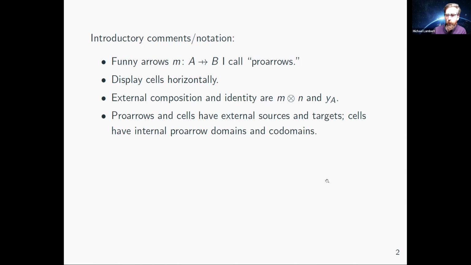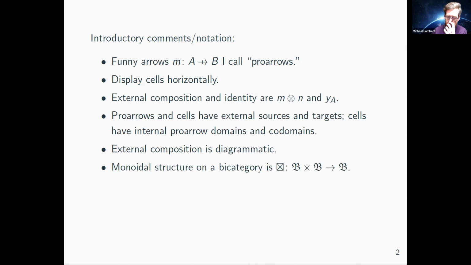I refer to the objects or the ordinary arrows that come with pro arrows and cells as the source and the target for the external structure, whereas a cell has an internal pro arrow domain and an internal pro arrow codomain. I write external composition in diagrammatic order. And in order to distinguish all the tensors that will show up in various notations, I'm using a box for external monoidal tensors on bicategories.